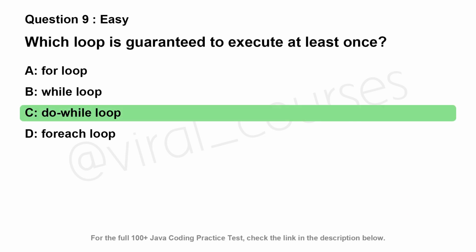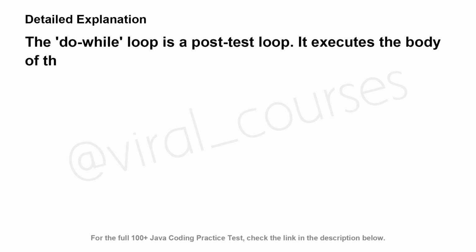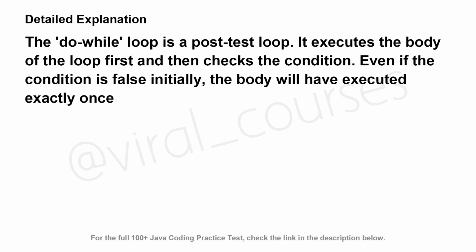The correct answer is C. The do-while loop is a post-test loop. It executes the body of the loop first and then checks the condition. Even if the condition is false initially, the body will have executed exactly once before the condition is evaluated.